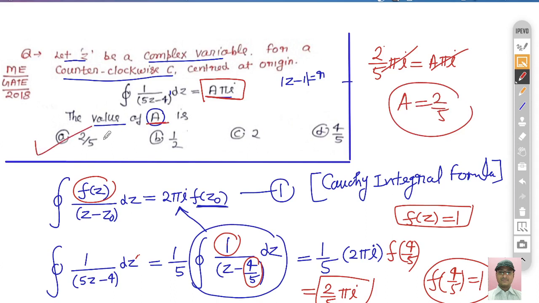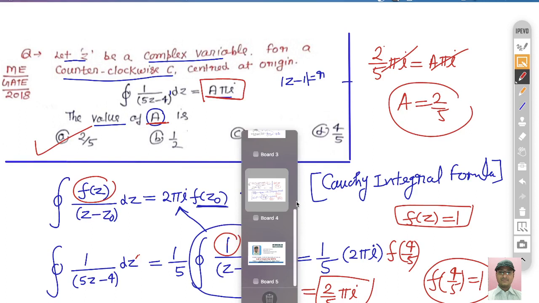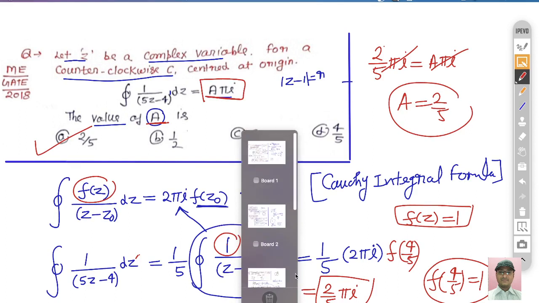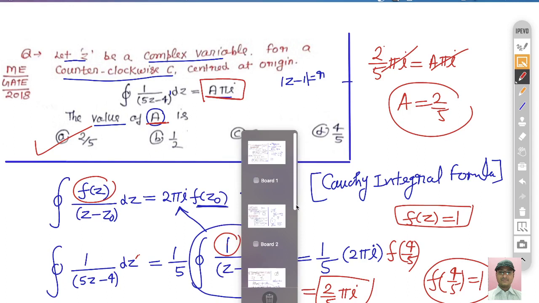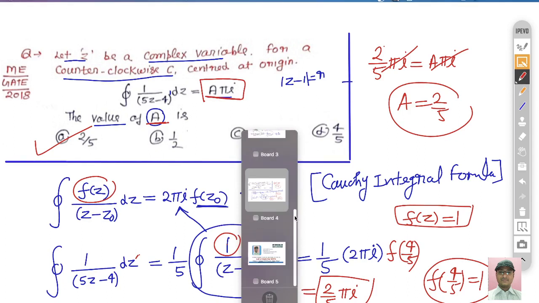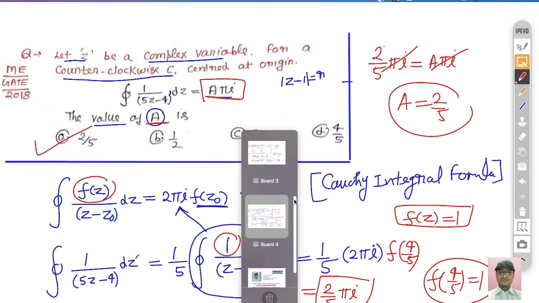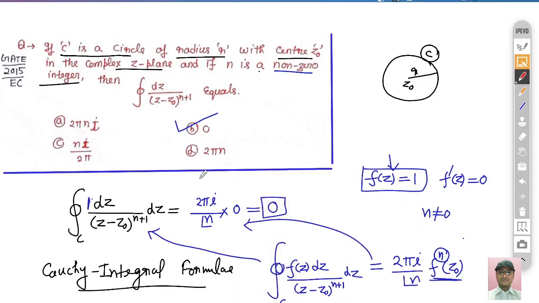This question was asked in GATE 2018 in the mechanical branch, and the previous problem was asked in the EC branch. This question was asked in GATE 2015 in the EC branch.